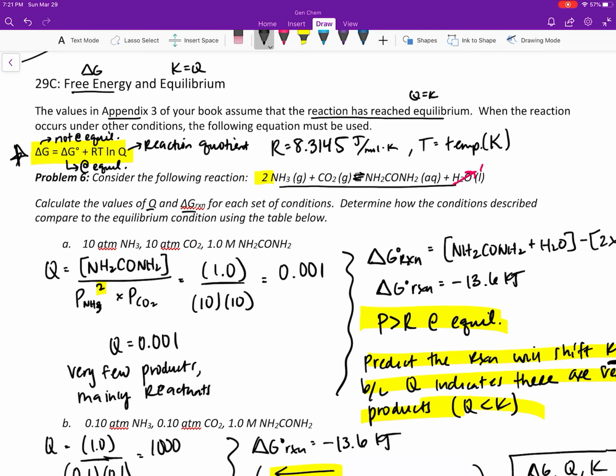And then we're going to relate that to free energy using this equation right here in the upper left-hand corner, taking the non-equilibrium delta G with the equilibrium delta G and the reaction quotient. So it's going to tell us how far off of equilibrium we are. And remember, R is 8.3145 joules per mole times Kelvin, and temperature must be in Kelvin.